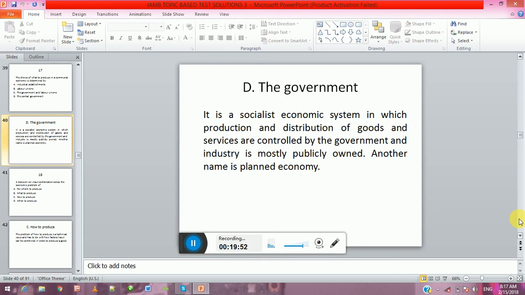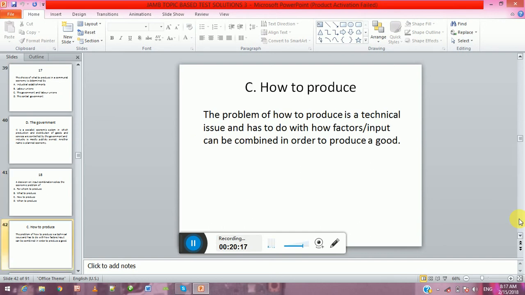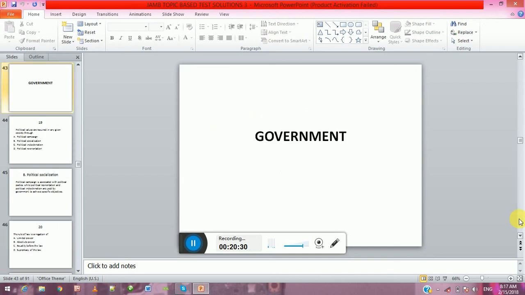Also in a socialist or communist economy, the distribution of goods and services is controlled by the government. So take note. A decision on input combination solves the economic problem of how to produce. Whenever you hear decision of input combination, it simply tells us how to produce. How do we make the input? The problem of how to produce is a technical issue and has to do with how factor inputs can be combined in order to produce a good.